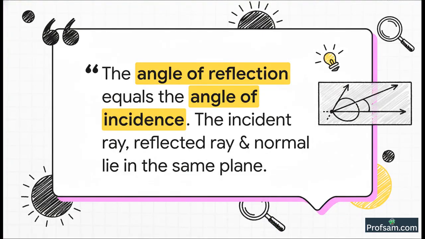Now here is the exact law of reflection. Please note this wording down carefully. This is straight from your NCERT textbook. If you write this exact sentence in your exam, you get full marks. It has 2 simple parts. 1, the angles are equal. And 2, all 3 lines, the incoming ray, the outgoing ray, and the normal, are all on the same flat surface, or what we call a plane.